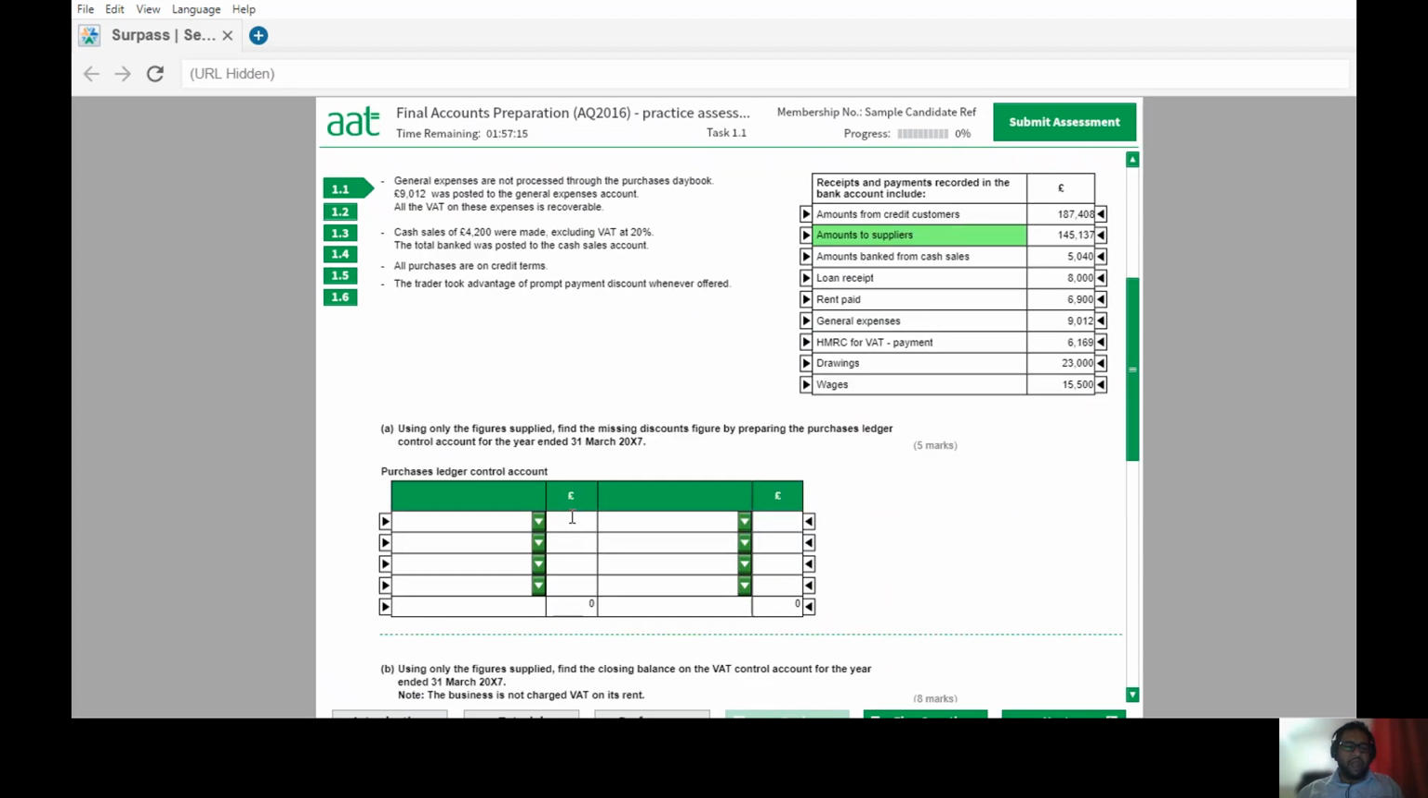So now we go down here, and we have to find out how we're going to construct it. Also, please remember there are no dates given in this one. So whichever order you do it in, it doesn't matter as long as you have your debits and your credits done on the correct side. Most importantly, you have to decipher what type of account that is to start with. The purchase ledger control account is an account for suppliers.